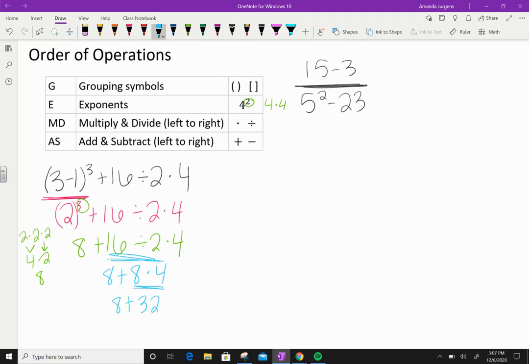My last step is adding and subtracting. So I can take 8 plus 32, and that gives me 40.